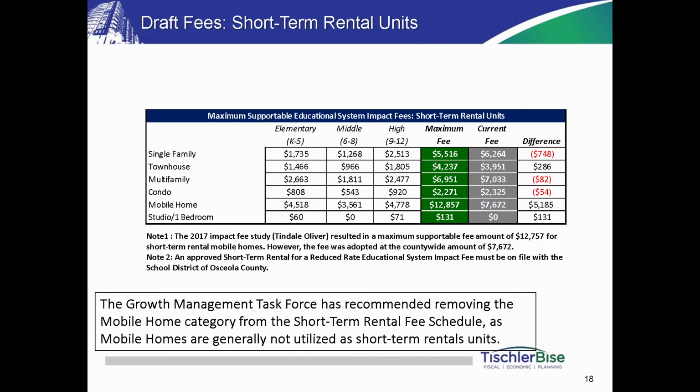So would it be easier, instead of saying studio and one bedroom, since they're two very different things, to have a studio category? Then you could do that as less than 600 square feet. It's up to the board's decisions to make, because those are governance decisions. I'm just throwing that out there.